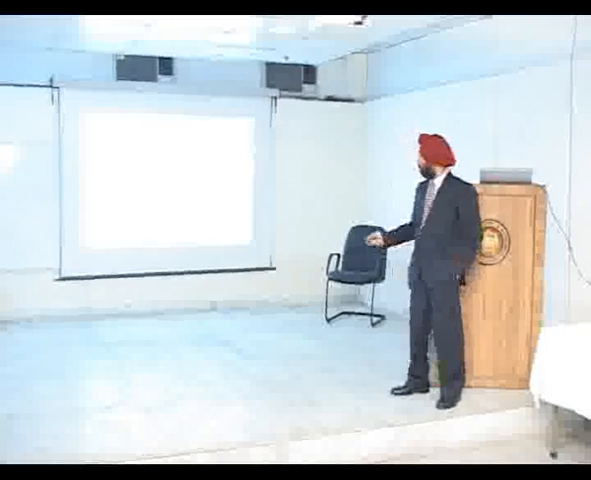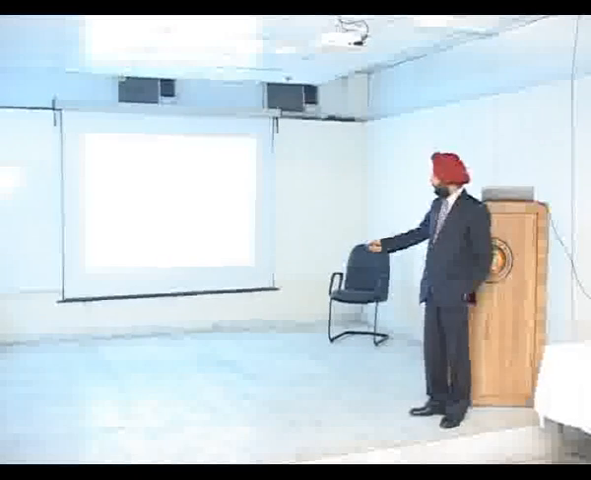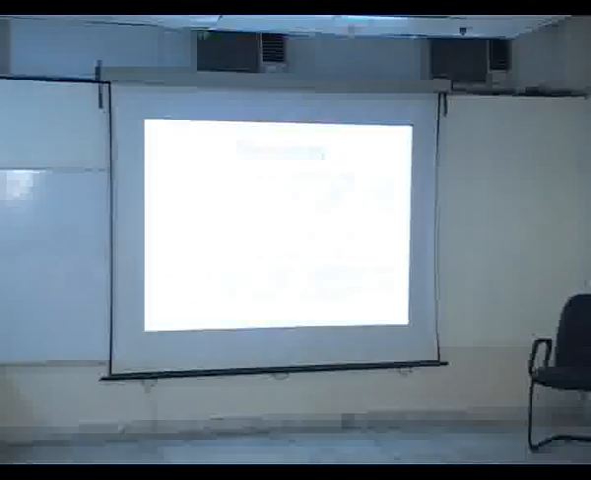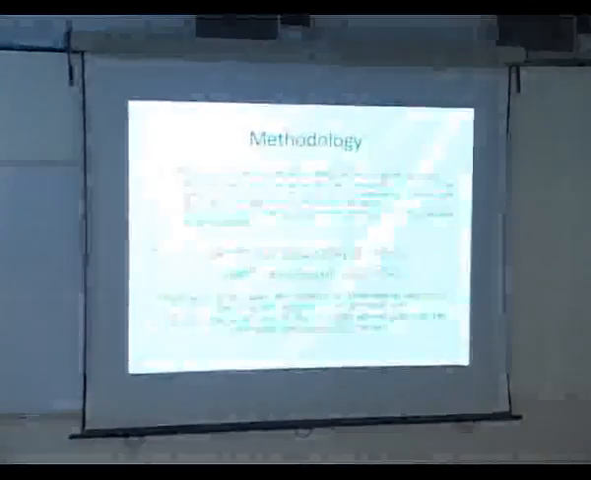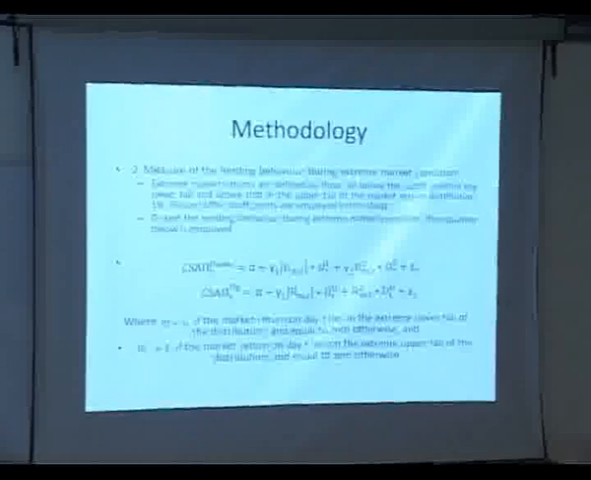To test the herding in extreme market conditions, this equation is applied. What we've done here is tag a couple of dummies. These two dummies are given the value of 1, let's say DL, where L stands for when the market is going down, if the market return lies in the extreme lower tail of the distribution, and equal to 0 otherwise. So we put a dummy for the extreme market condition for both up markets and down markets.